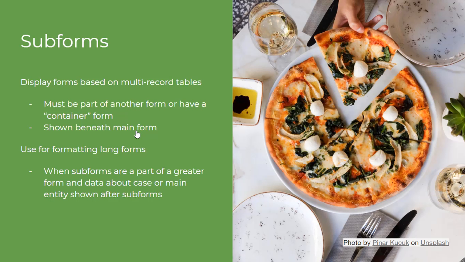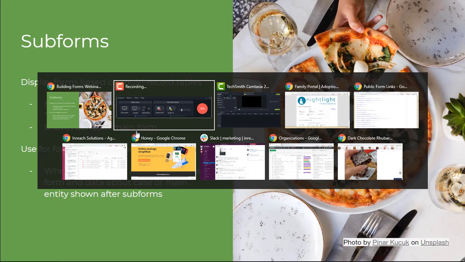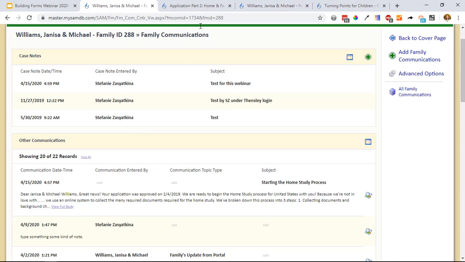Okay. All subforms, though, must be part of a container form, or they must be included on another form. They're not standalone, hence the name subform, right? It must be part of something. And when you're building these subforms or adding them into your forms, they are always shown on the form customizer underneath any fields that are on the main form or the containing form. So let me show you what that looks like.